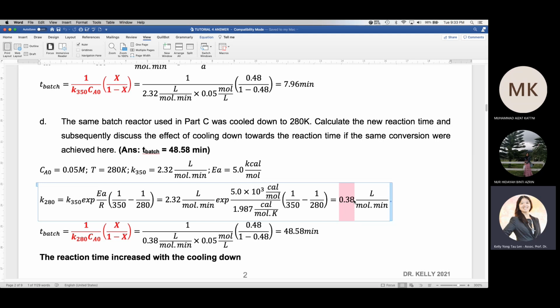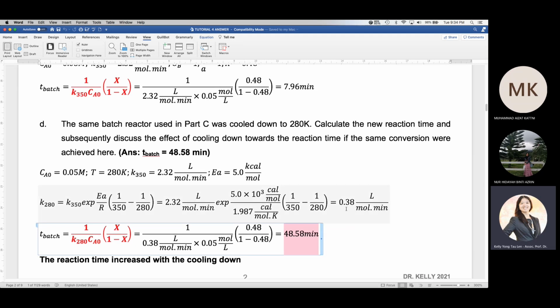So katakan kalau kamu kira K kamu tiba-tiba lebih besar, please check back. Mesti ada salah sebab K akan naik dengan suhu, akan turun dengan suhu juga. Means if you lower down the temperature, the value of K will also reduce. So the K now becomes 0.38. CA not dia tak berubah, they still use the same CA not, dan conversion pun sama, dia masih nak mencapai conversion 48%. So when you calculate this, you will get the reaction time 48.58 minit.